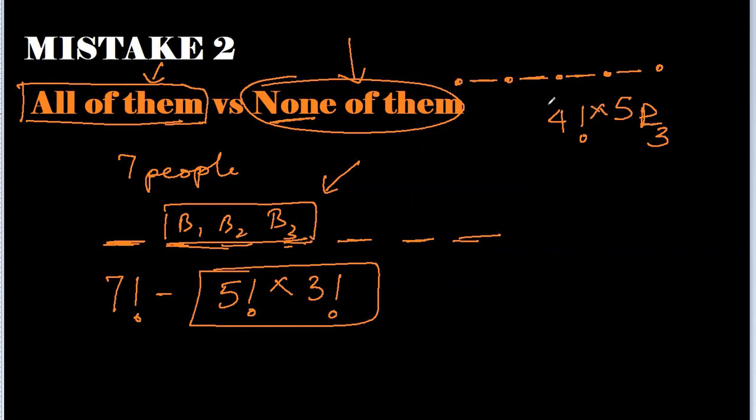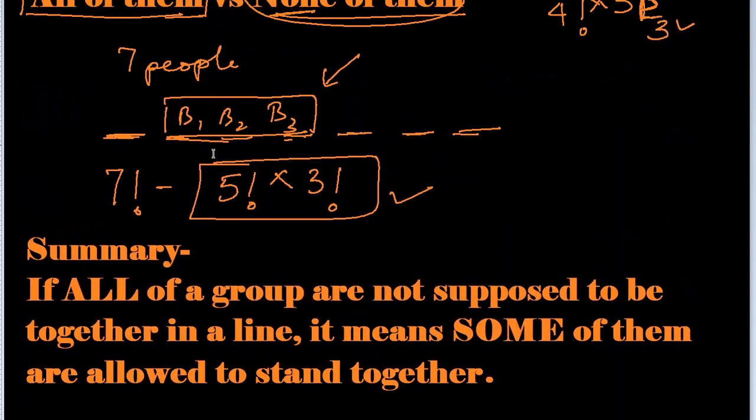I used P because the order in which these three brothers stand is important. Since order is important, we use permutation, not combination. So these two will give you different answers because the cases are different. And here is the summary. If they are not allowed to all stand together, it means some of them can stand together. So use different approaches for different words used in the question.